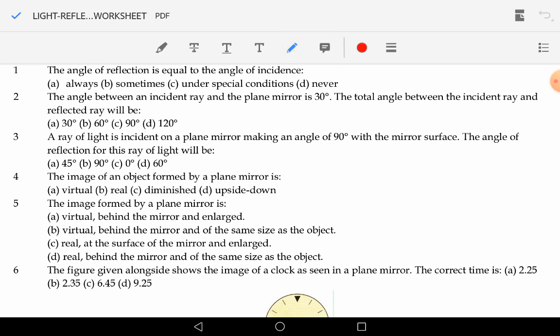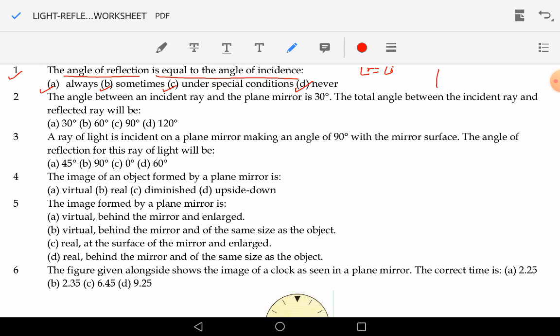So let us quickly move on to question number 1. It says that the angle of reflection is equal to the angle of incidence, right? What are the options? A, always; B, sometimes; C, under special conditions; or D, never. So if you have done the topic of reflection and you have done the two laws of reflection, the very first law says that the angle of reflection is always equal to the angle of incidence, no matter the kind of mirror that you are taking.